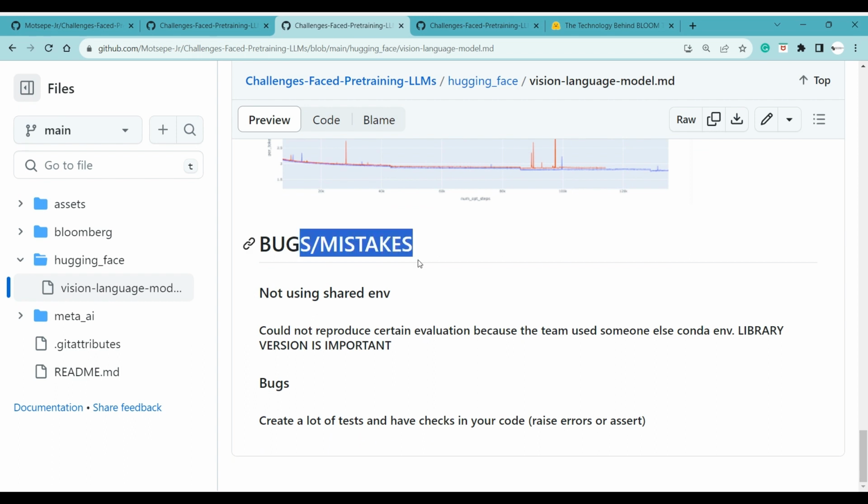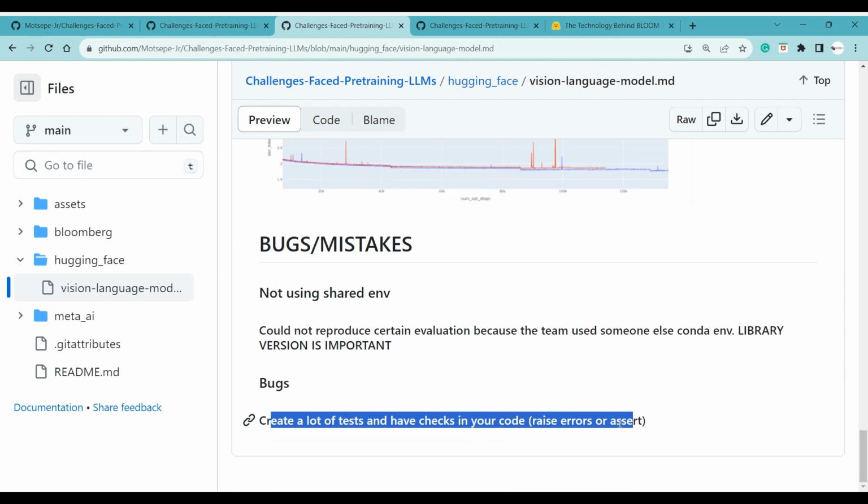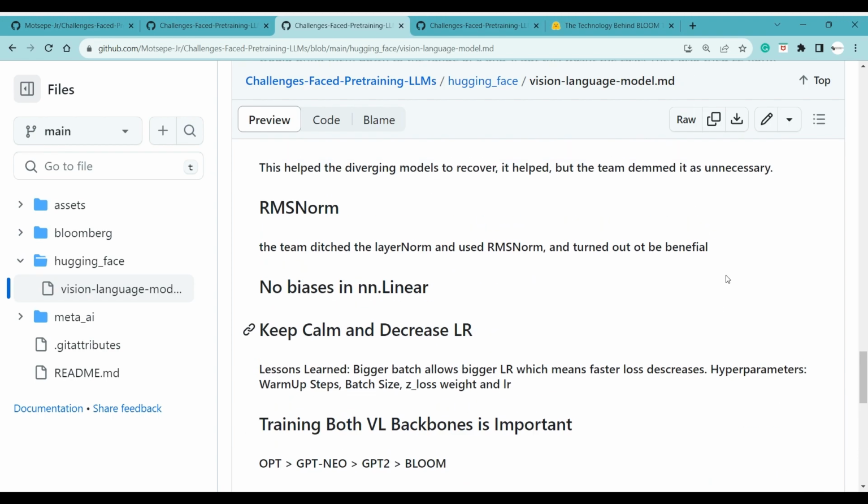What are the bugs or the mistakes that the team made? One of the things they did was not having a shared environment, and this affected them a lot because they could not reproduce certain test evaluations, since the team used someone else's conda environment. So the punchline is that library versioning is important when you're working on these large projects. Create a lot of tests and have checks in your code. This is very important. Also, a key takeaway is having those asserts in your code and making sure that you have the right tests; it's going to help. So yeah, this is Hugging Face.